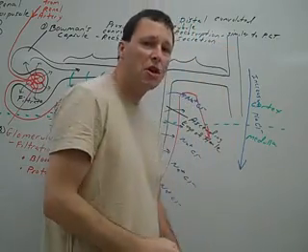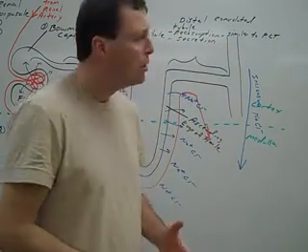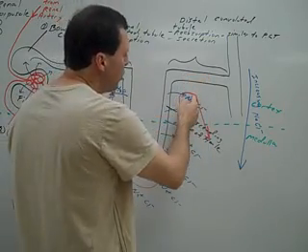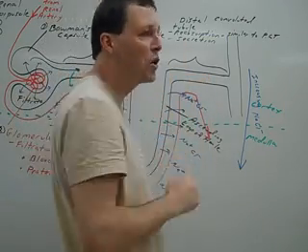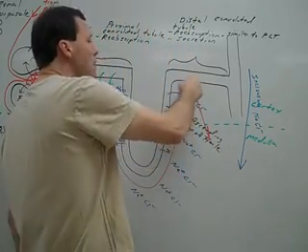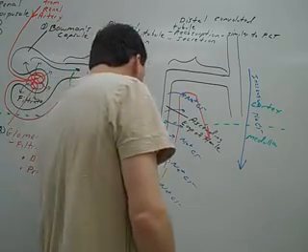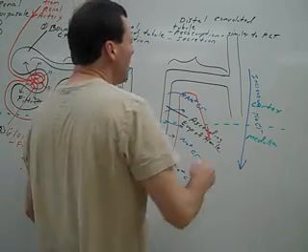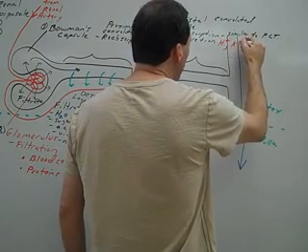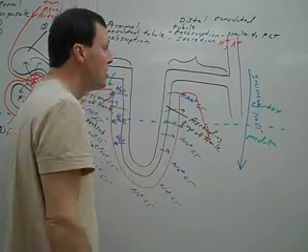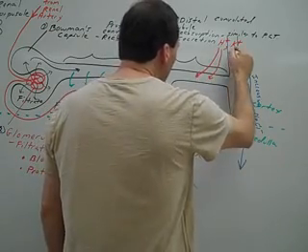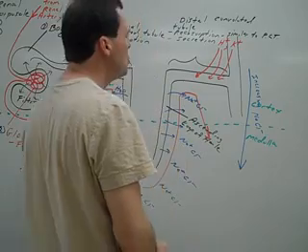Okay, and secrete is the opposite of reabsorb. All right, when we reabsorb something, we take something from the tubule and put it into the blood. When we secrete, we get rid of. So we're taking something from the blood and putting it into the tubule. Now, what exactly are we secreting? Well, we're going to secrete hydrogen ions, and we're going to secrete potassium ions. So these things are going to end up in the distal convoluted tubule.